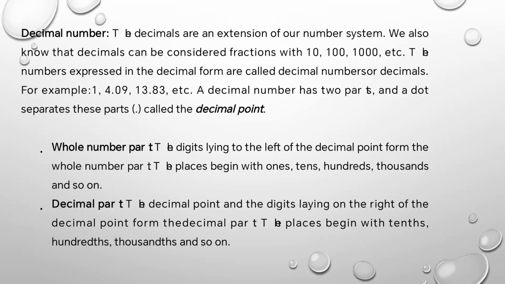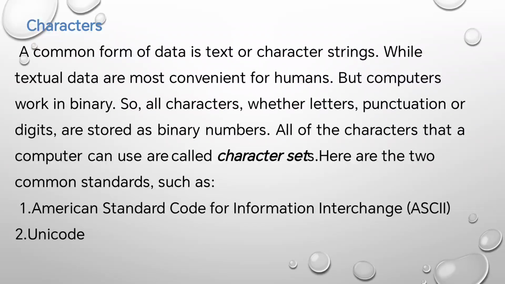Whole number part: the digits lying to the left of the decimal point form the whole number part. The places begin with ones, tens, hundreds, thousands, and so on. Decimal part: the digits lying on the right side of the decimal point form the decimal part. The places begin with tenths, hundredths, thousandths, and so on.